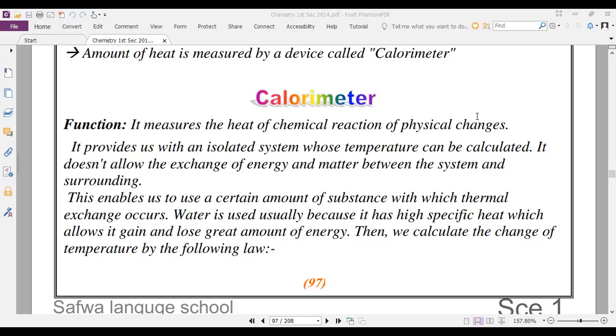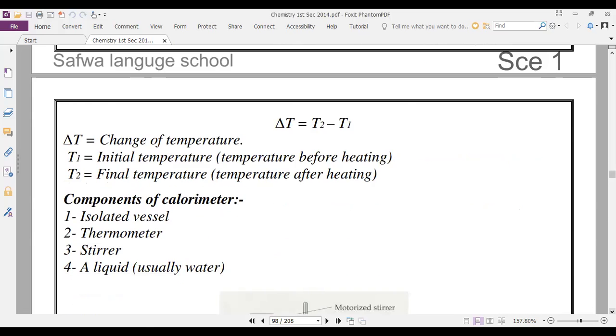Then we calculate the change in temperature by the following law, delta T equals T2 minus T1. Delta T, change of temperature. T1, initial temperature, means temperature before heating, while T2, final temperature, means temperature after heating.